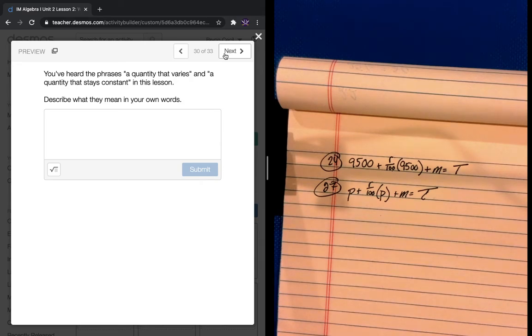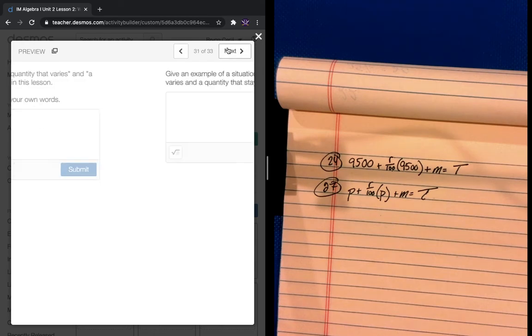When we heard the phrases a quantity that varies and a quantity that stays consistent in this lesson, describe what they mean in your own words. I'm going to say really simple. Vary, it's a letter, or we know them as variable. We're going to sound like smart individuals. When I see a constant, you hear constant, that is the number. It's not going to change. It's consistent. It stays the same.